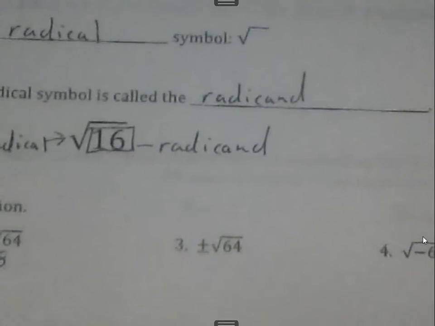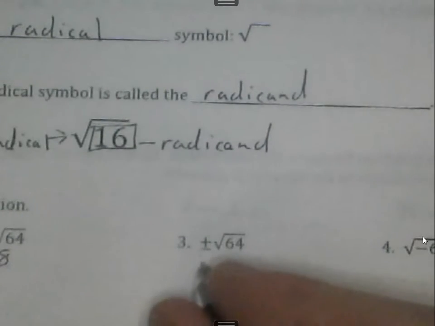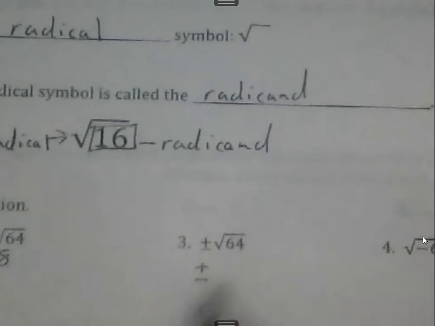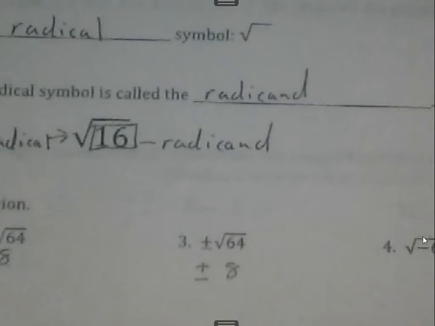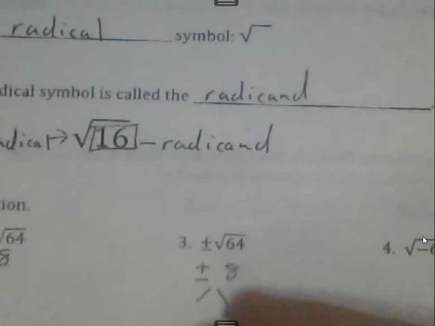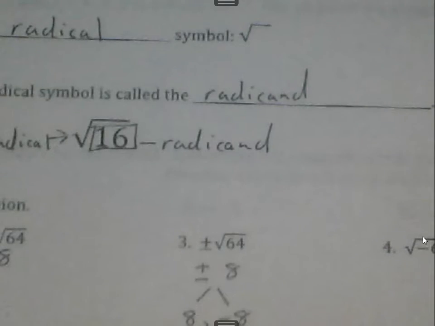Number 3, we have these things called plus or minuses. Plus or minus means that it can either be positive or it can be negative. So we're going to have plus or minus. We know the square root of 64, which is 8. So my answer is plus or minus 8. So this is actually saying 2 things. We actually can say that we have 8 and we have negative 8. So that's what the plus or minus sign means.